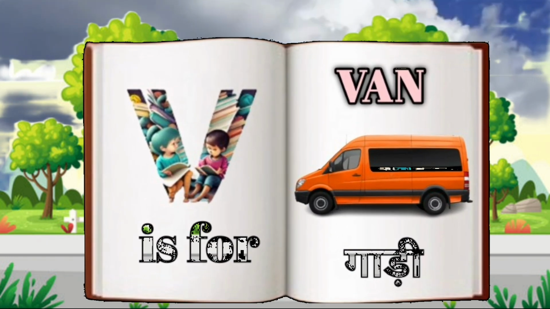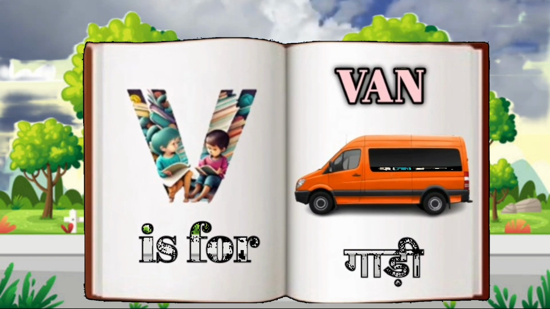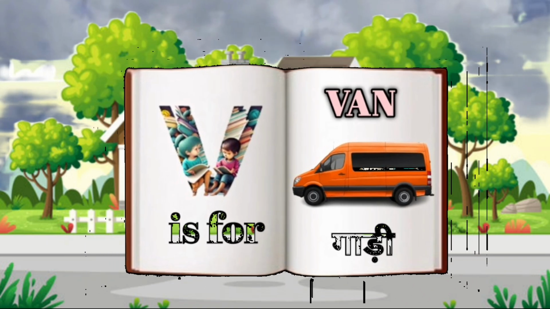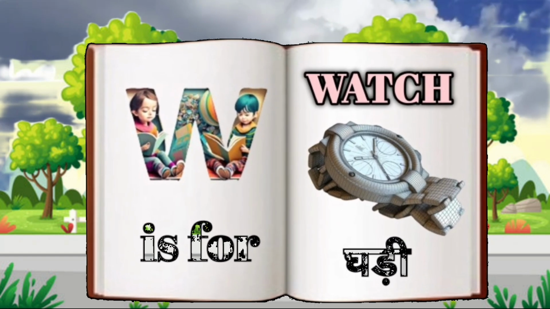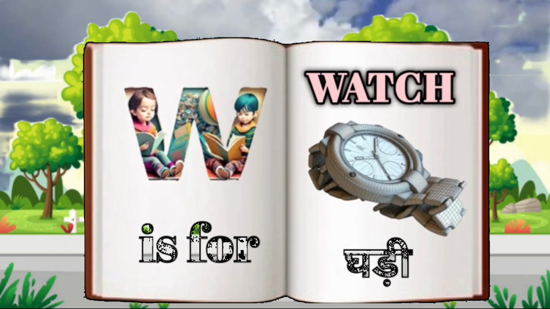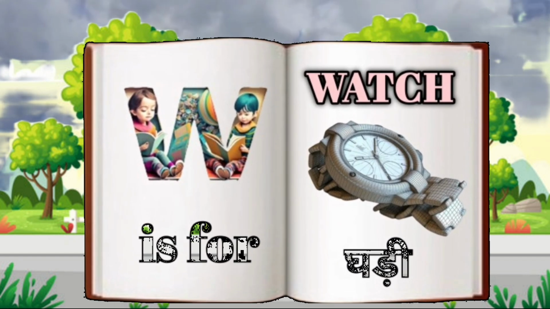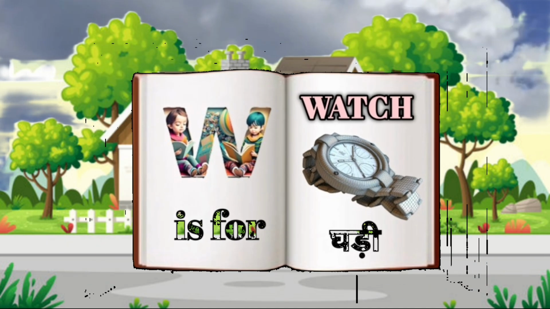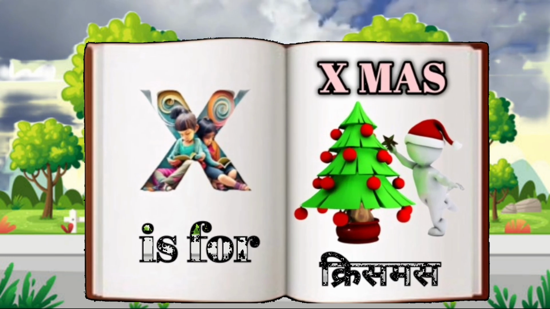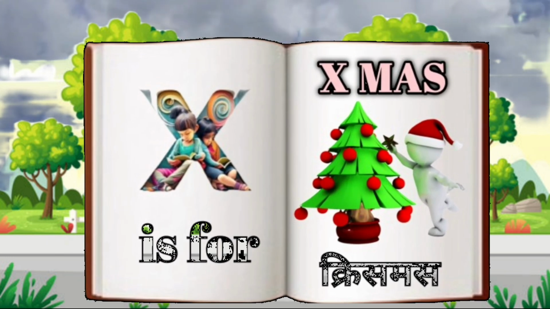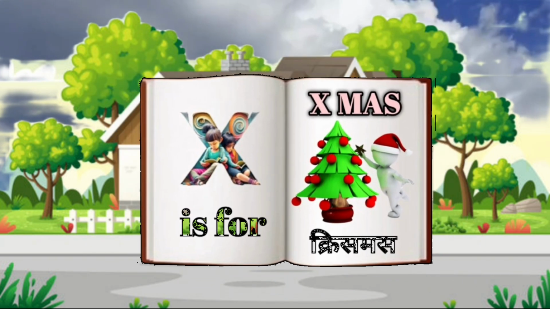V is for van. Van means gaadi. W is for watch. Watch means ghadi. X is for Xmas. Xmas means Christmas.